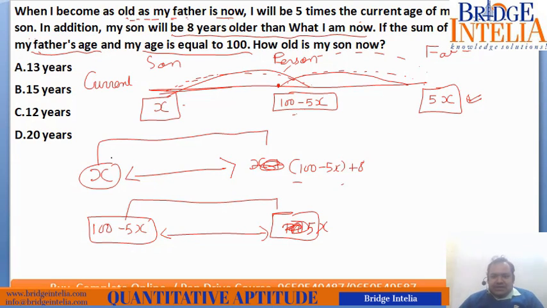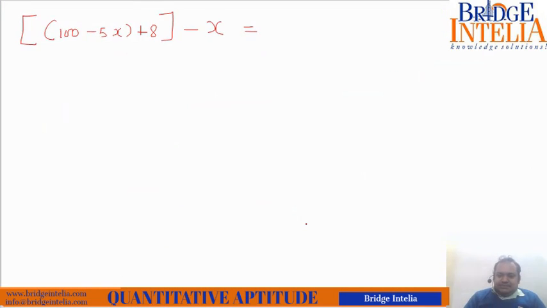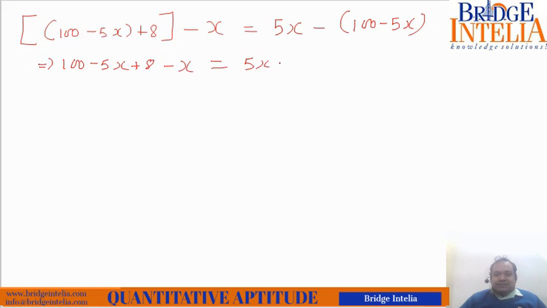So this means in the time the son's age changes from x to this much, the narrator's age changes from 100 minus 5x to 5x. So this gap is equal to 5x minus (100 minus 5x). So let's solve this. 100 minus 5x plus 8 minus x is equal to 5x minus 100 plus 5x.